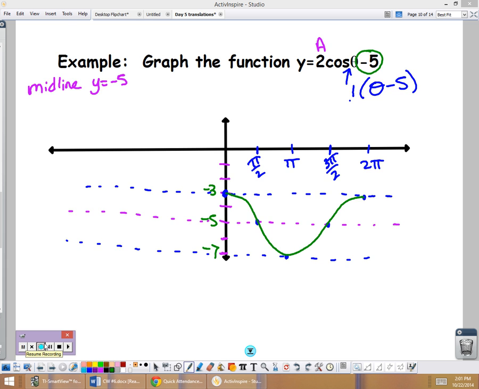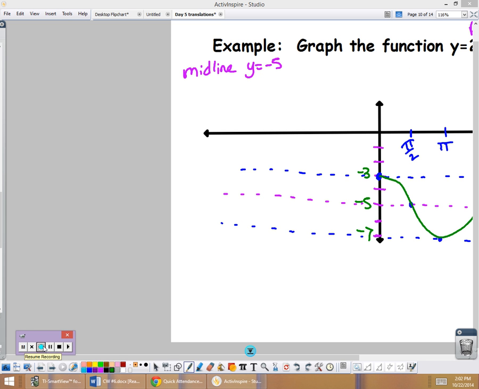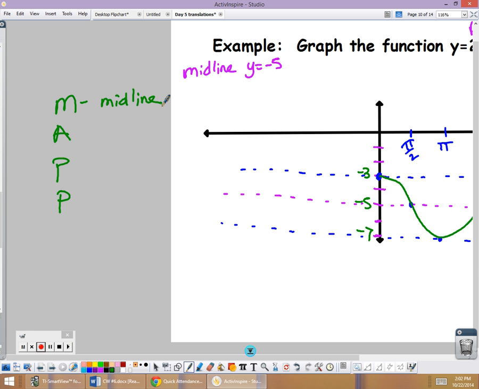Alright, in order to graph sine and cosine functions, to help you remember the things that you need, I switch the order of things and it makes more sense. M-A-P-P. You need to map it out. M-A-P-P. First, find your midline. Go ahead and write this down. First, find your midline. That's important. Next, find your amplitude.